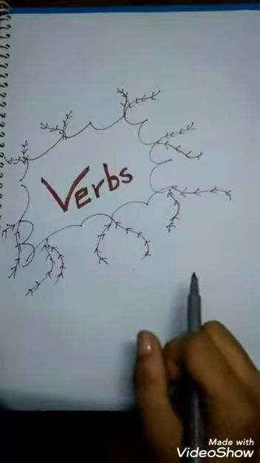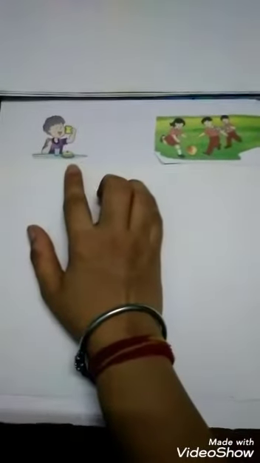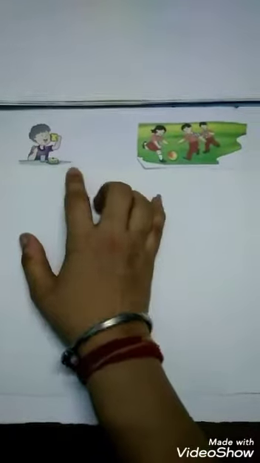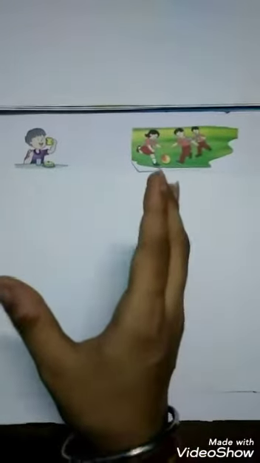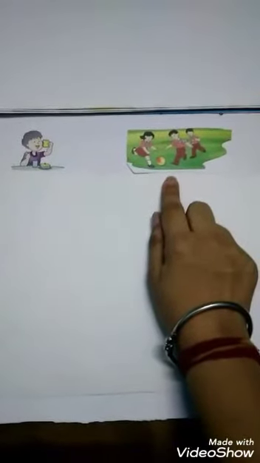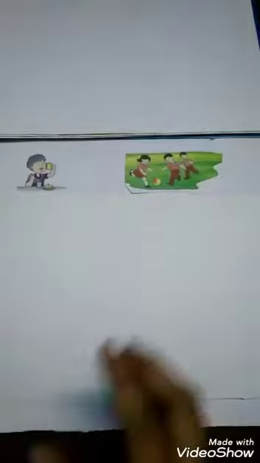So let's start. Now tell me, what is this boy doing in this picture? Yes, the boy is eating sandwiches. Now tell me, what are the children doing in this picture? Yes, they are playing with the ball.